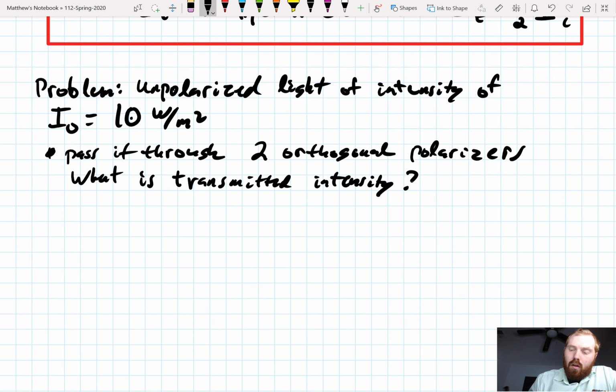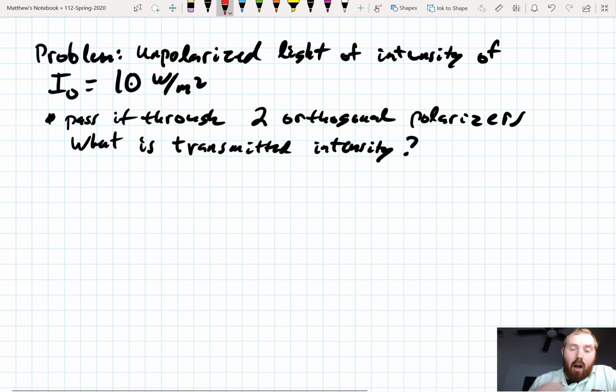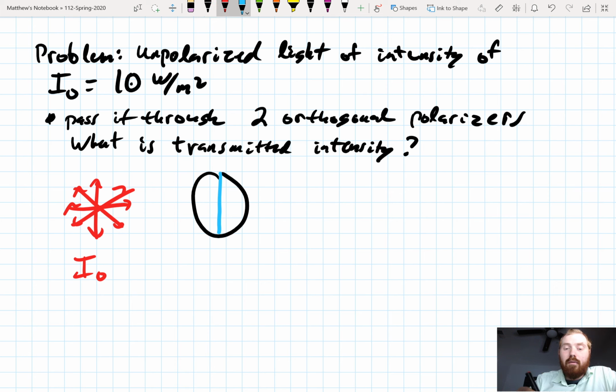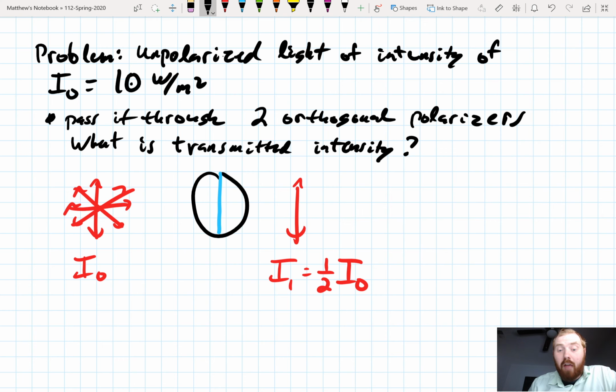In this first case, I always like to be a picture guy. I always want my picture. So start with my unpolarized light, I naught. It's then going to hit a polarizer, and I'm just going to assign a direction. This gets through. We'll call this I1. Because it was initially unpolarized, we know this has to be half of I0, or in our case, 5 watts per meter squared.